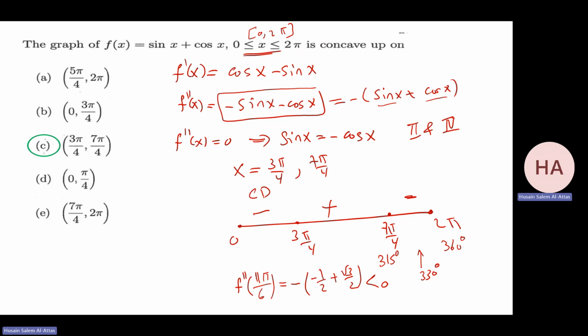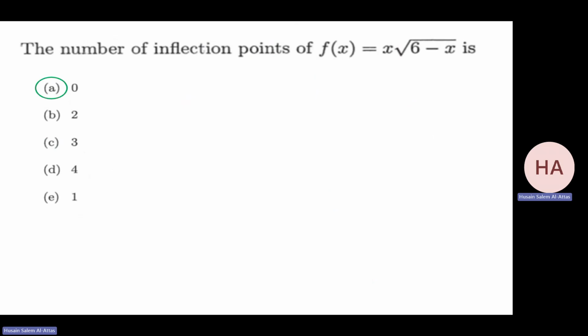So it's concave down, concave up, concave down. This is what you care about. So you want what? Concave up. So this is the interval. That's it. This is the answer. The number of inflection points of this function.